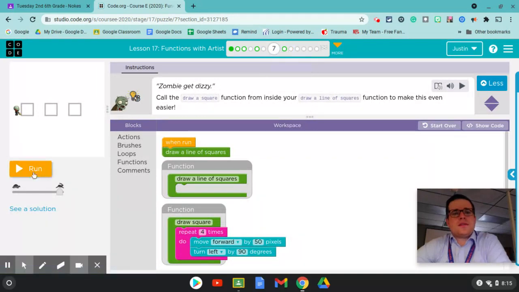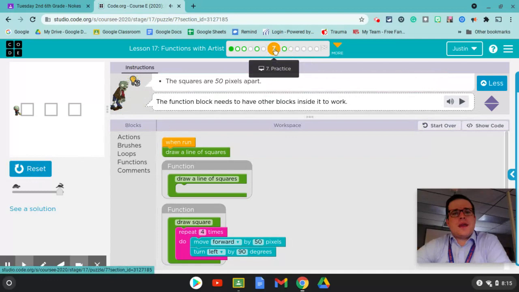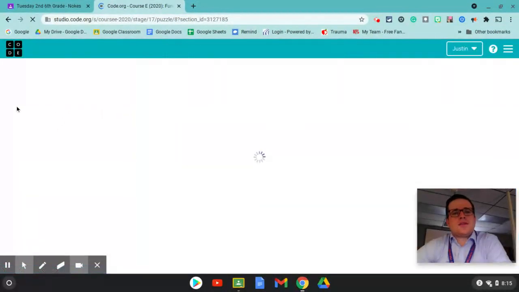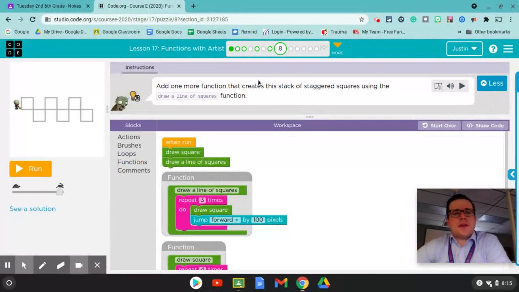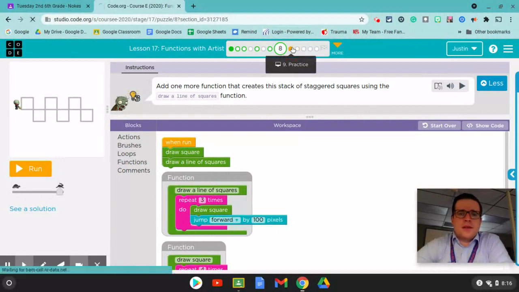Okay, you've drawn 3 squares. Now 8, you're going to draw 6 squares. And obviously that's going to take a little more coding to accomplish that task. There's also some hints right there if you get stuck that can give you some clues. And as always, if you get stuck, you can always email me.